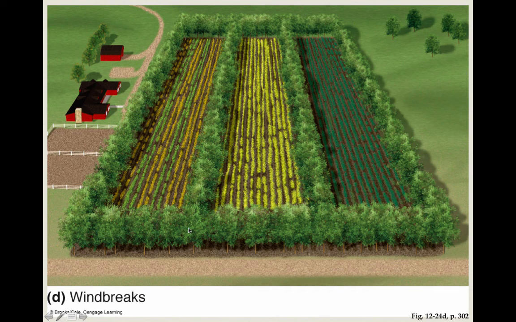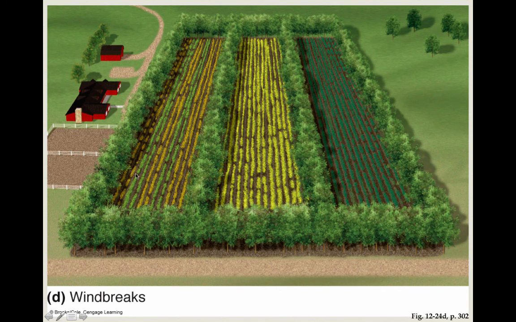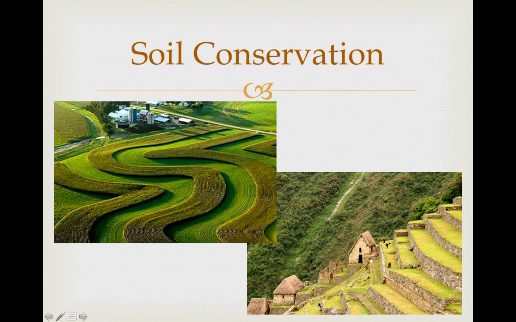And the difference between alley cropping and shelter belts is that shelter belts are basically around the entire thing, whereas alley cropping is just along two sides. So shelter belts are useful when you've got winds coming in from all different directions. And again, the same pros and cons apply to that.